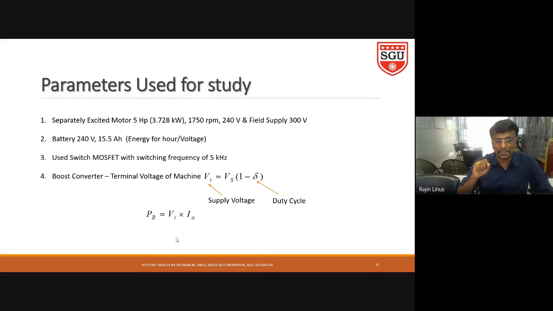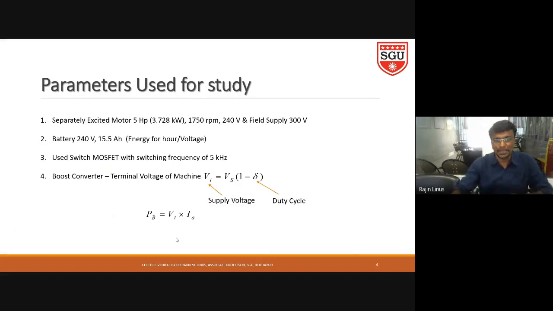So with respect to duty cycle, the terminal voltage will automatically vary. For example, if my duty cycle is 0.8, then Vt is equal to 0.2 into Vs. When the duty cycle is 0.2, Vt is equal to 0.8 into Vs. So terminal voltage increases as long as we are reducing the duty cycle. When we reduce the duty cycle, the power transferred to the battery is more. If we increase the duty cycle, the power transferred to the battery will be less.